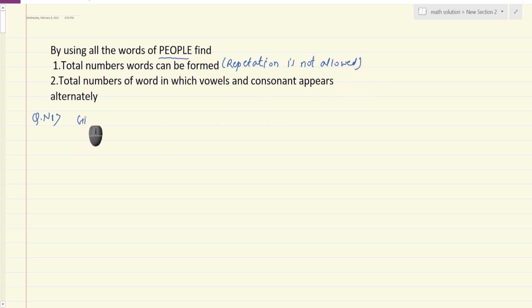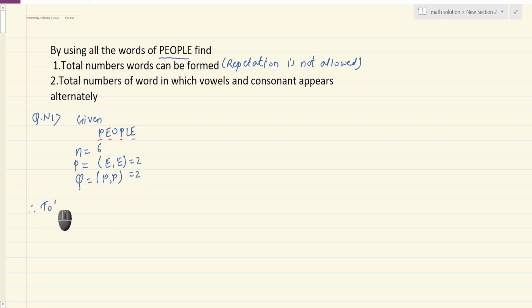Here we have the given word, P-E-O-P-L-E. So the total number of letters, n, equals how much? 1, 2, 3, 4, 5, 6. And since repetition is not allowed, we must not forget that some same letters here in the question, like P and E, are repeated. So you must consider that and not neglect it. For that, I am denoting them with p, which is 2, and q, which is 2. Whatever variable you use, that's not the problem.